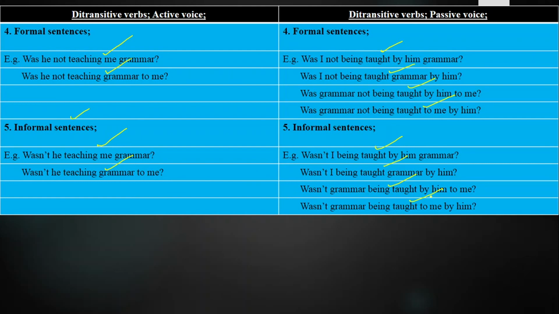So here we have discussed the present continuous and past continuous tense while changing the ditransitive verbs from active voice into passive voice.